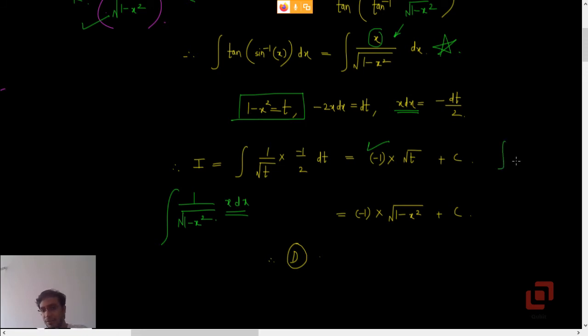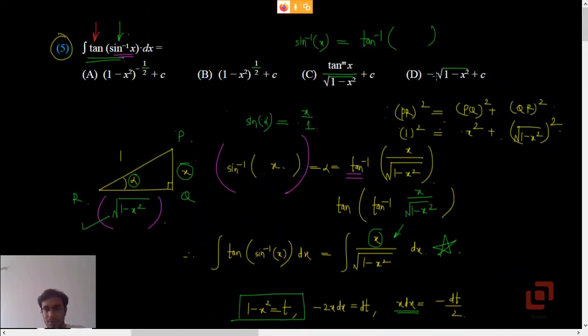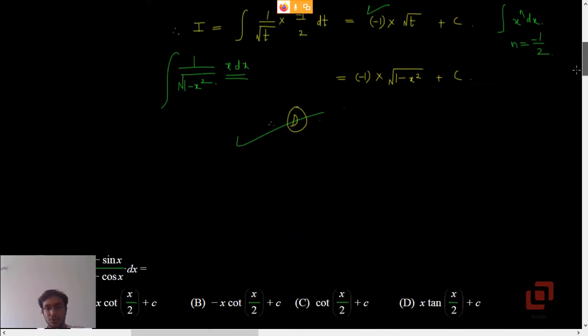Here again we have used the formula for the integral of x raised to n dx, and in our case n is equal to negative 1 upon 2. Replace t as 1 minus x squared, and that is the answer that you want: negative 1 into root of 1 minus x squared plus c, and that is option D. Let's go back to the MCQ and check. Yes, negative root of 1 minus x squared plus c. So question 5, option D. Let's go to the sixth one now.